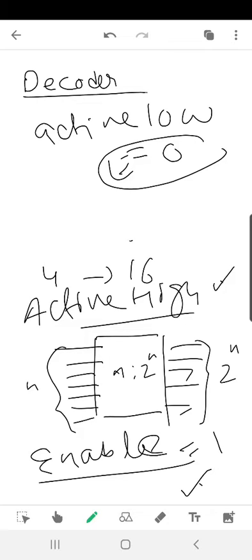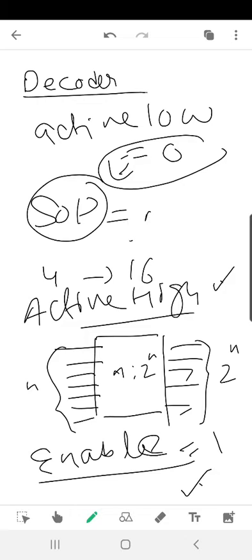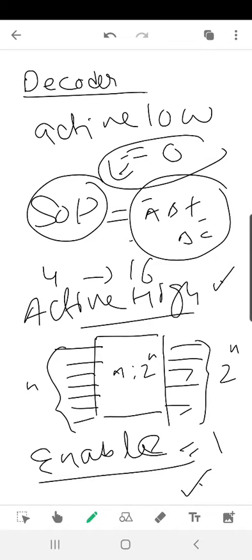Okay, when we say that we have active high decoder and active low decoder, the only difference between them is that the output of active high decoder will always be represented in the form of min terms. Min terms means SOP form, sum of product form, something like this: A bar B plus B C bar. This is an SOP expression, sum of product.